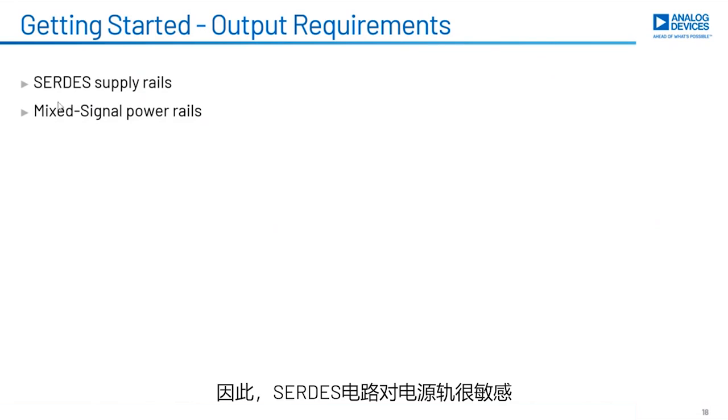So SerDes circuits are sensitive to the power supply rails because they're very high-speed circuits. And that's a common theme you'll see over and over again. High-speed devices are typically sensitive to what their power supplies are doing. Mixed signal power rails are also critical.